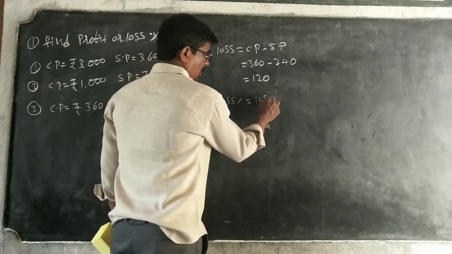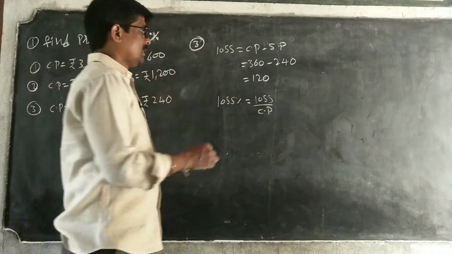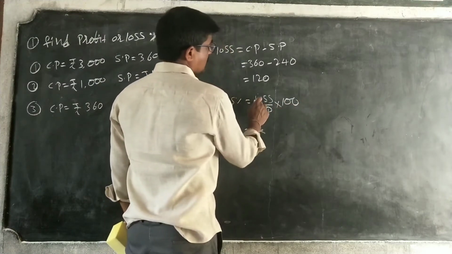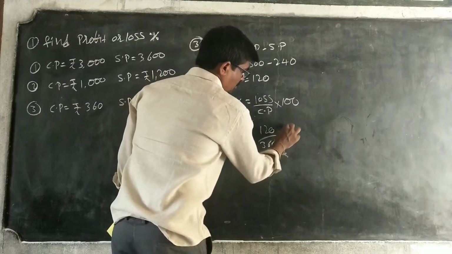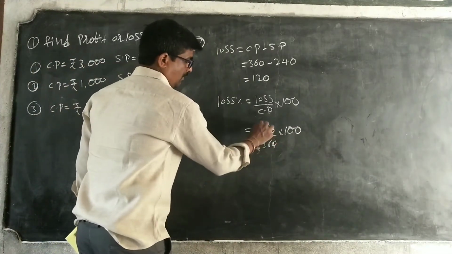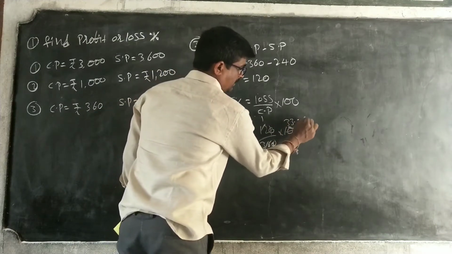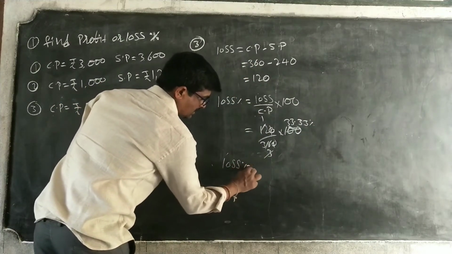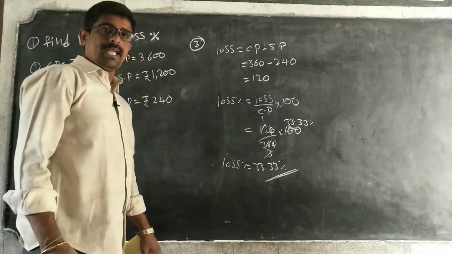percentage is equal to loss by cost price. Either profit or loss, we are taking only cost price. Loss by cost price into 100. How much loss? 120 by 360 into 100. Zeros cancel, 12 threes are 36. Next, 33.33%. Therefore, loss percentage is equal to 33.33%. Okay? Next.